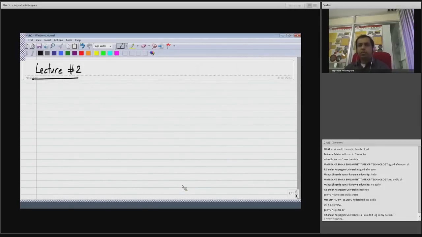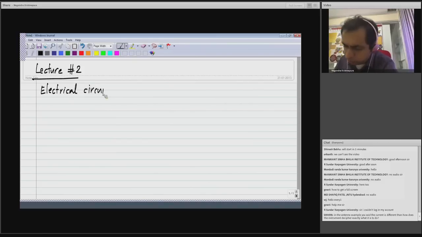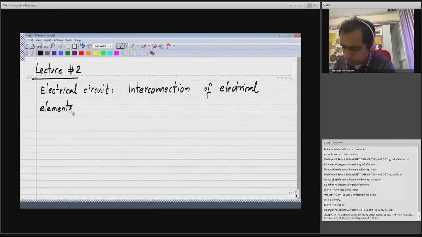What we'll do in this lecture is to discuss basic electrical elements, that is, two terminal elements, and see their characteristics. Before that, let's see what an electrical circuit is. It's an interconnection of electrical elements, and electrical elements are things, we will see examples of that, which take some voltage or current and manipulate them in some way.